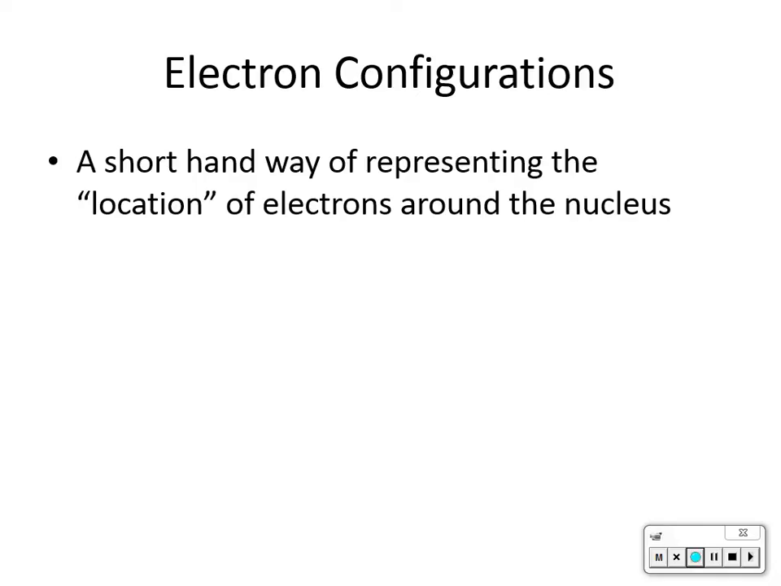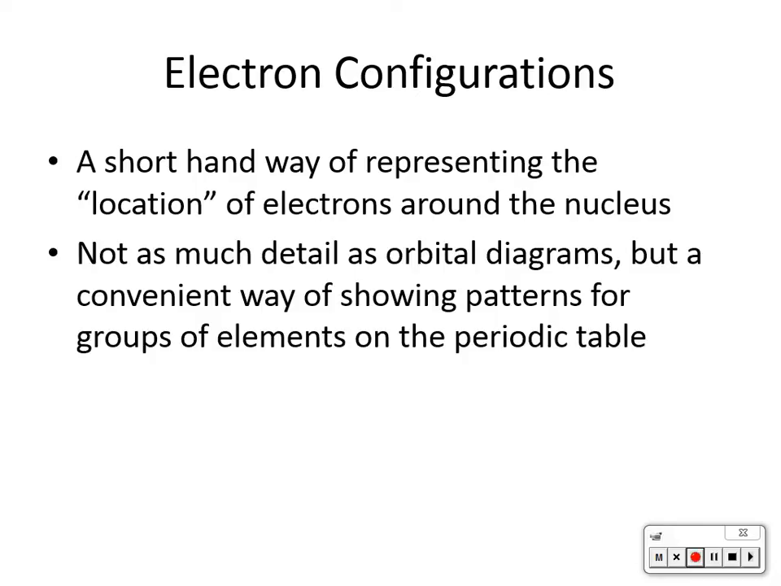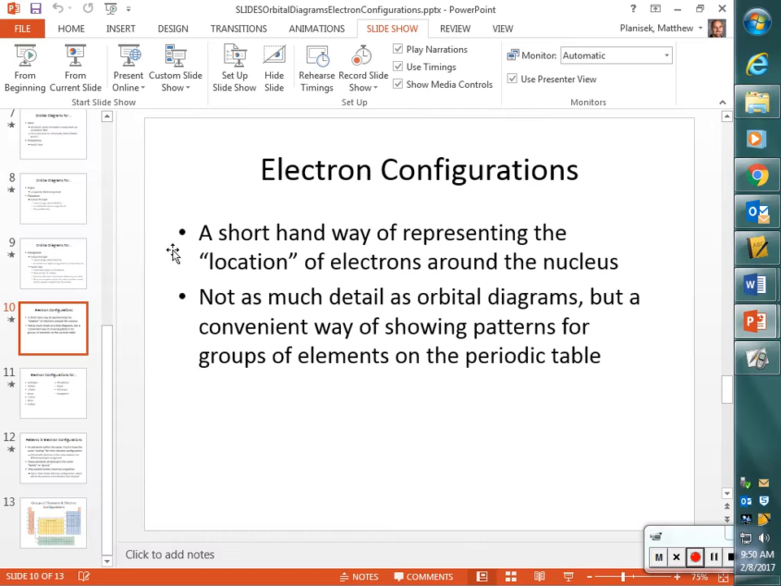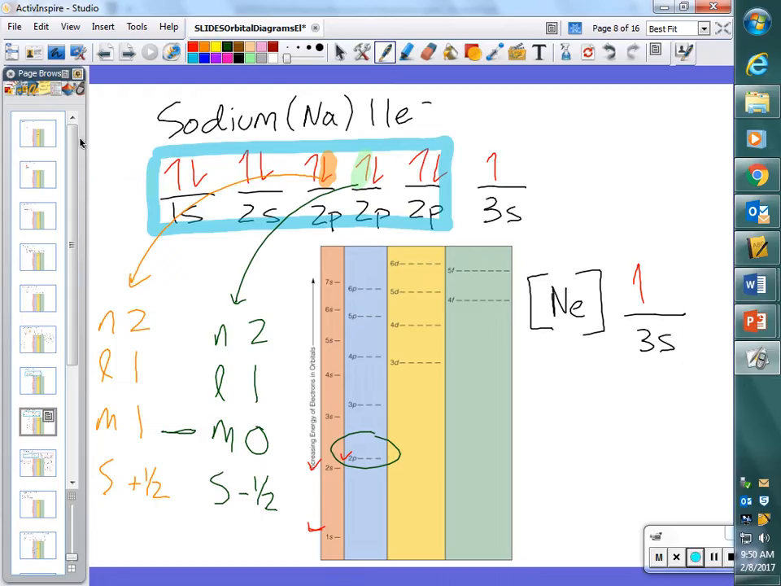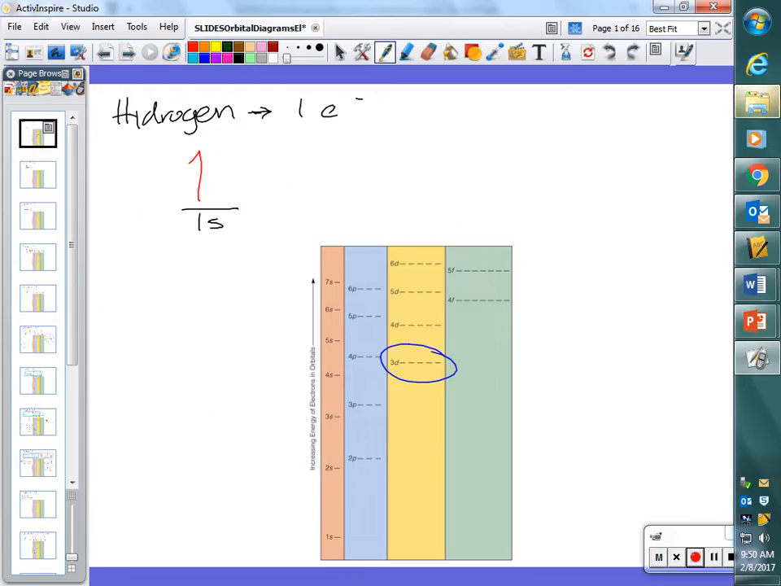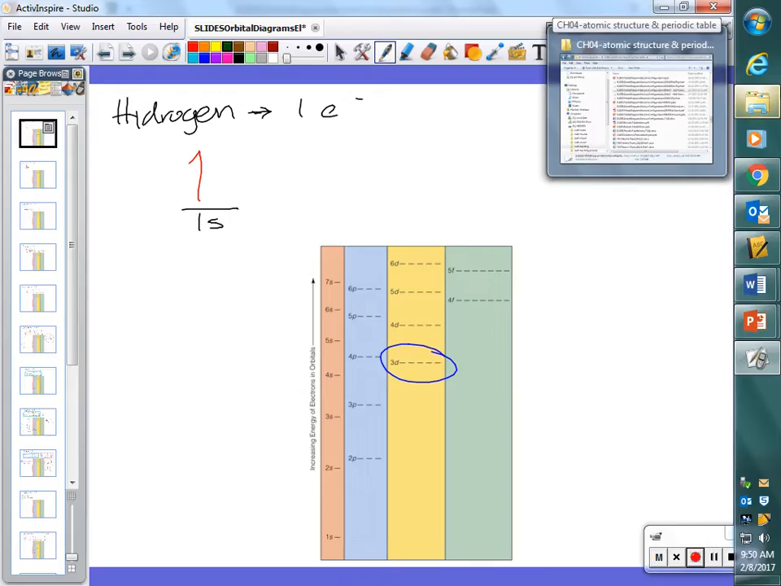Orbital diagrams tell us which orbitals are actually filled. Electron configurations represent that in shorthand. Not as much detail as your orbital diagrams, but a convenient way of representing patterns, and we'll see that here in just a second. So let's go back. I know you have space on the back page. I'm going to write electron configurations on the same slides as I wrote orbital diagrams, just to keep them together. If you want to write it next to the orbital diagrams, that's fine too.